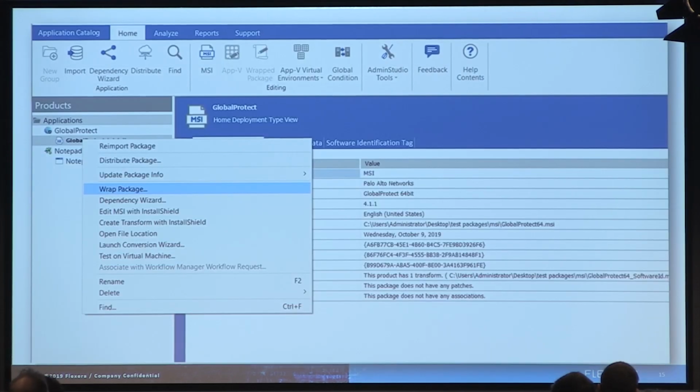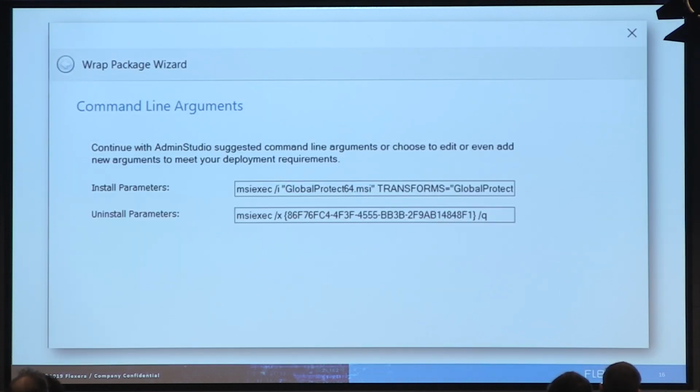Wise wrapper. And then you can either have it set up so that when you pull an application into AdminStudio, it automatically wraps it, or you can go into any application either at the package level and say wrap, and it looks something like this. It'll show you the command line parameters if you already have them in there, or we can also recommend them programmatically by looking at what type of setup it is.